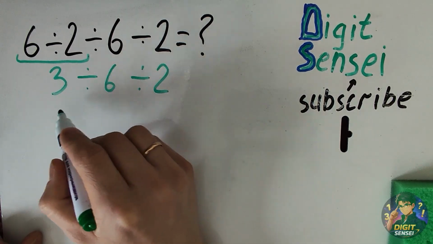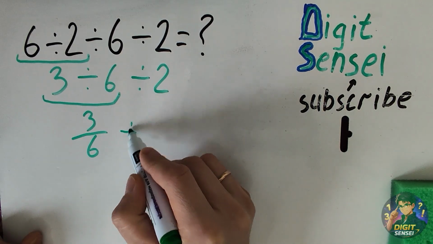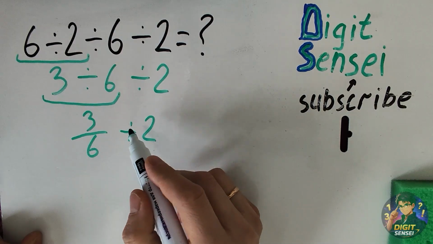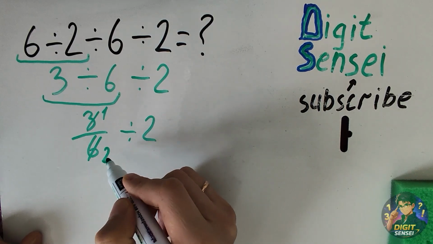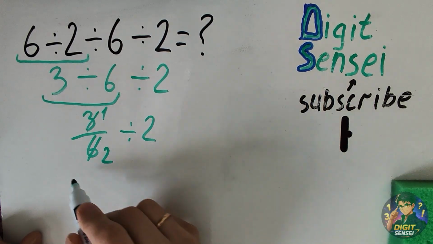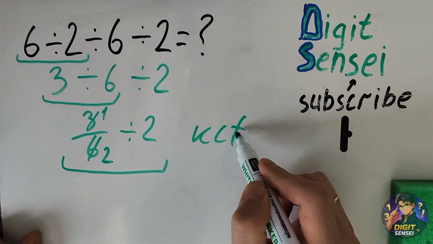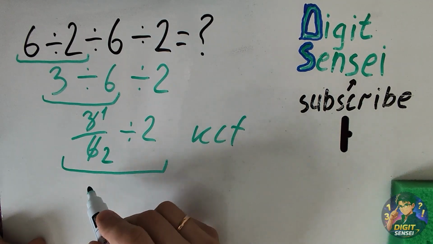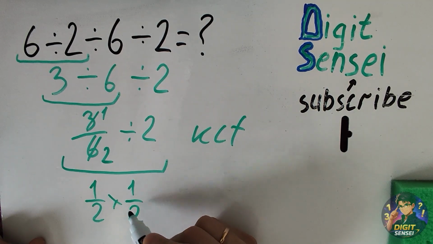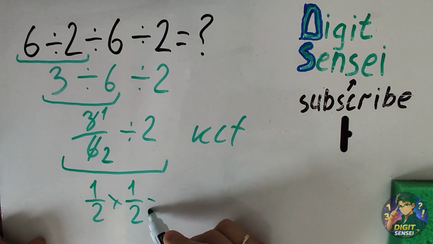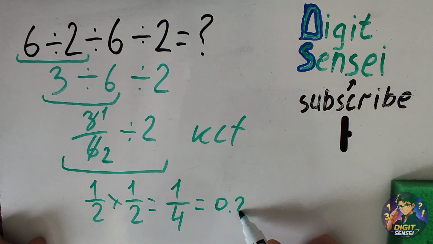3 divided by 6 can be written as 3 over 6. And here we have divided by 2. Now, 3 divided by 3 equals 1 and 6 divided by 3 equals 2. So 1 over 2 divided by 2. According to the KCF rule, K stands for keep, C stands for change, and F stands for flip. We can write: keep the first fraction, change division to multiplication, and flip the second fraction. So 1 over 2 times 1 over 2, which equals 1 over 4, or 0.25. And this is our final answer to this problem.